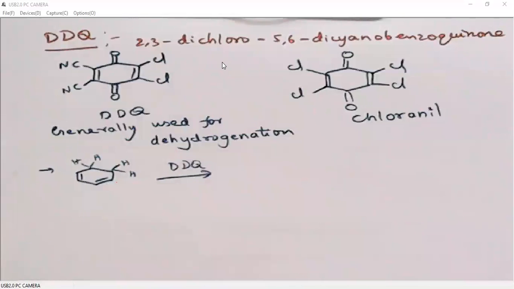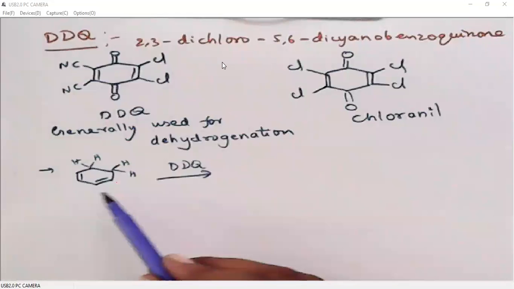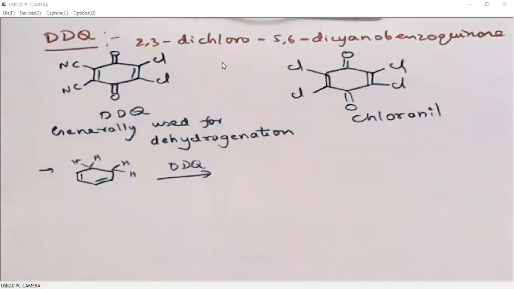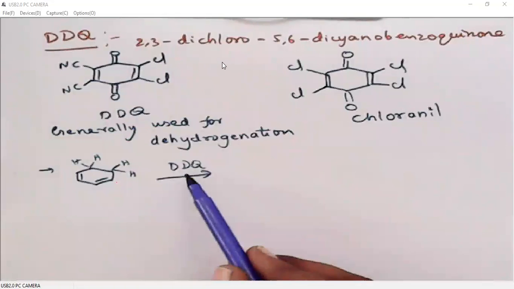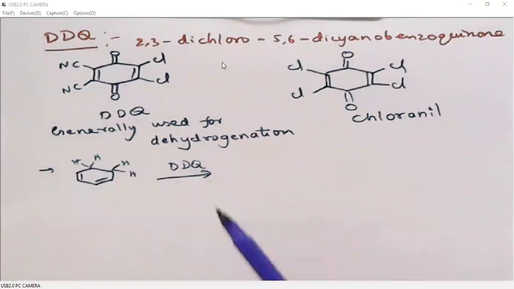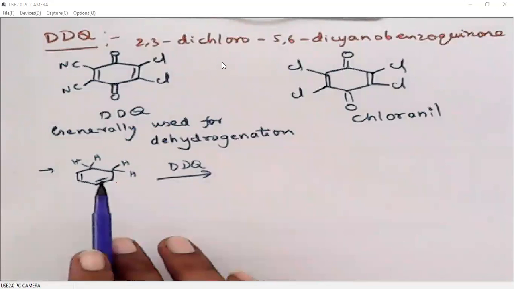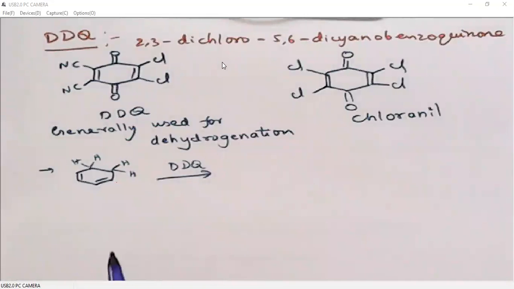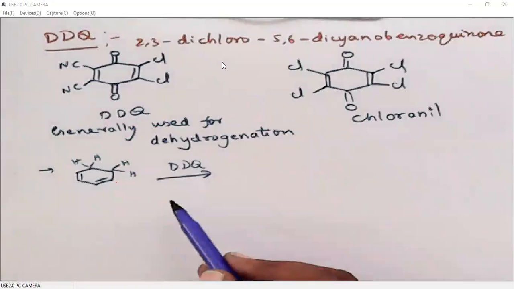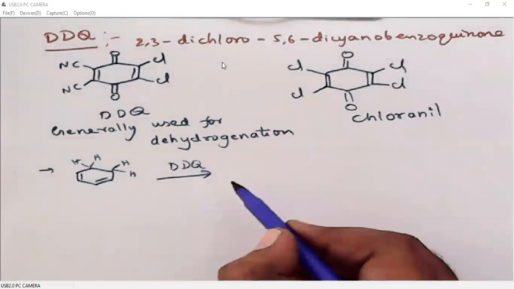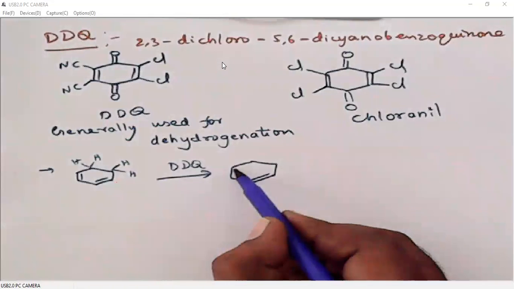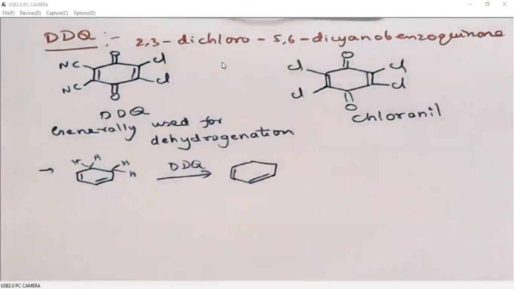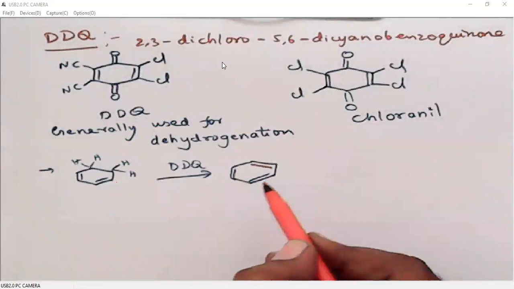But this is selected for explaining the mechanism, okay? So it's not that you need DDQ compulsorily to oxidize this to benzene. No need. But still, this is a model compound just for explaining the mechanism. So when we use DDQ, it generates one more double bond. It generates this double bond, okay?